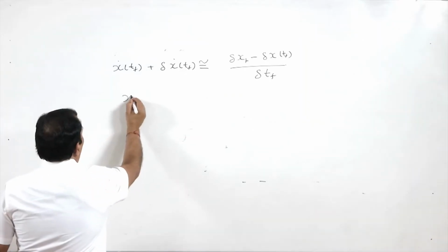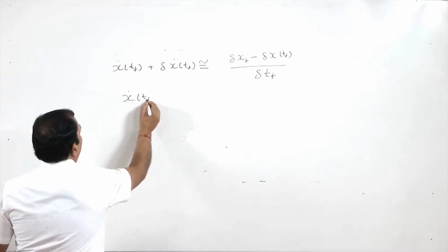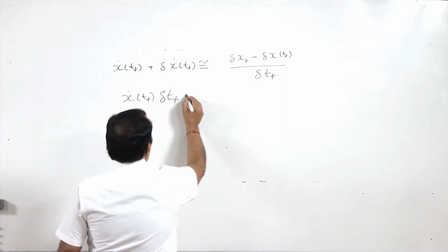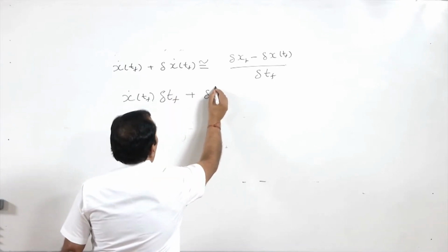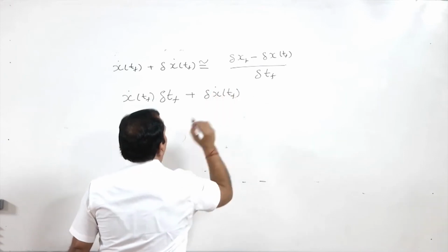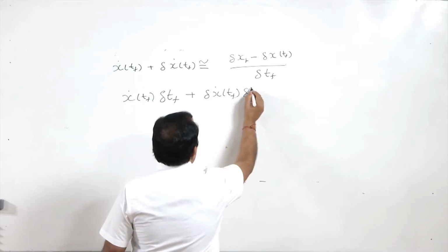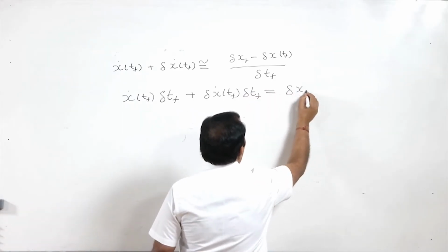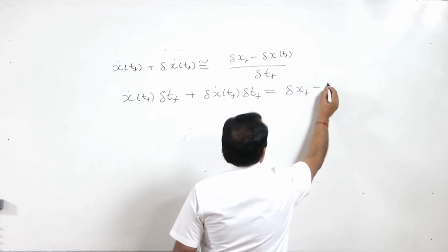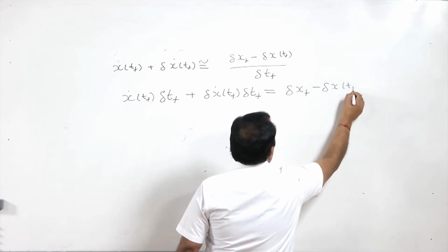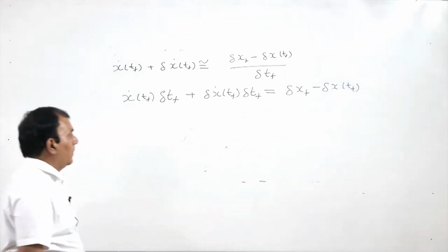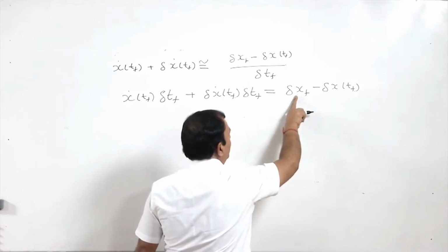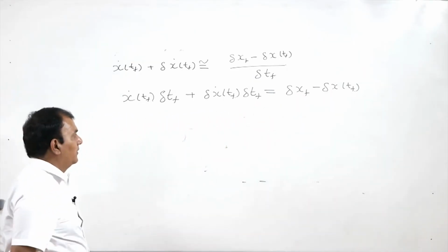Cross multiplying, I am having x dot of Tf delta Tf plus delta x dot of Tf delta Tf equal to my delta xf minus delta x of Tf. So, I am trying to find out the value of delta x of Tf in terms of delta xf.